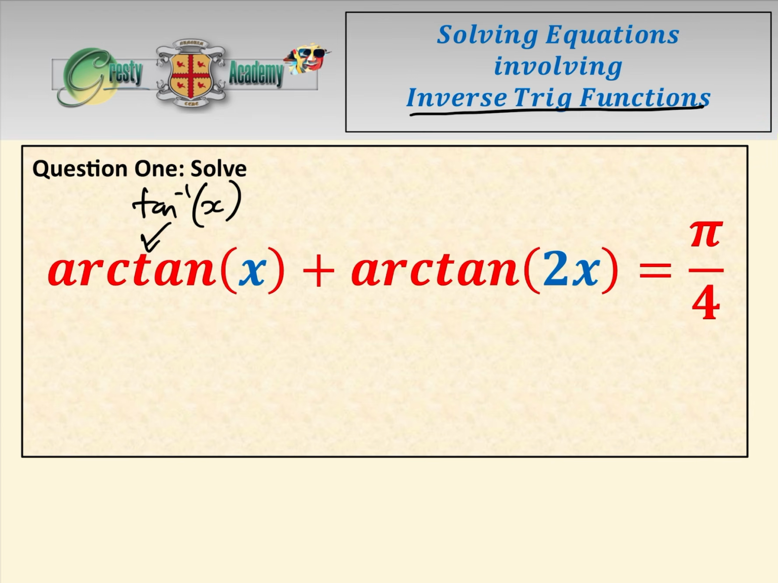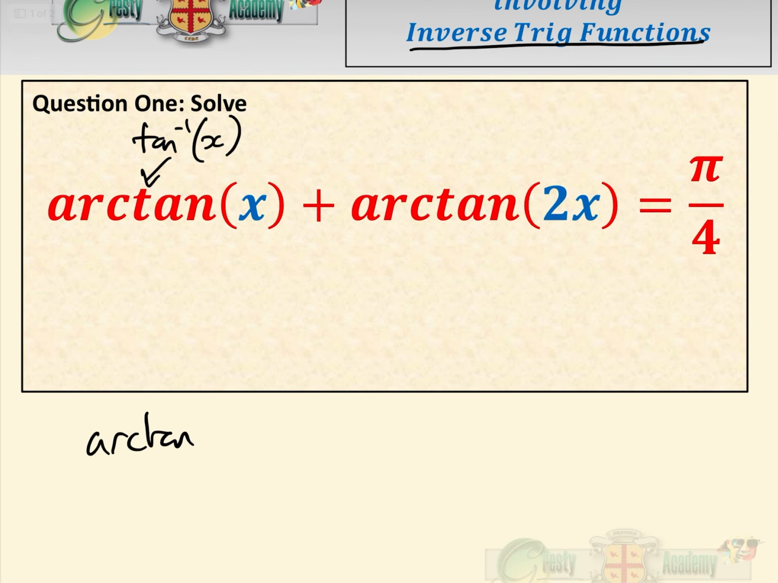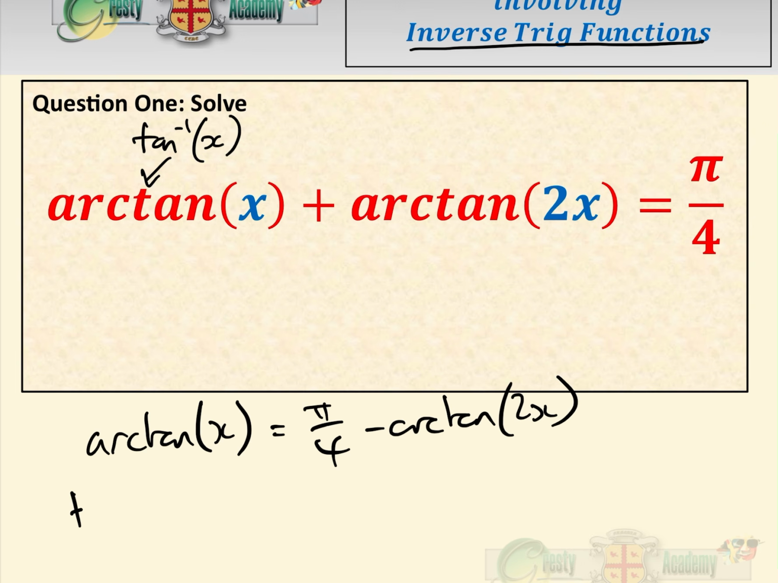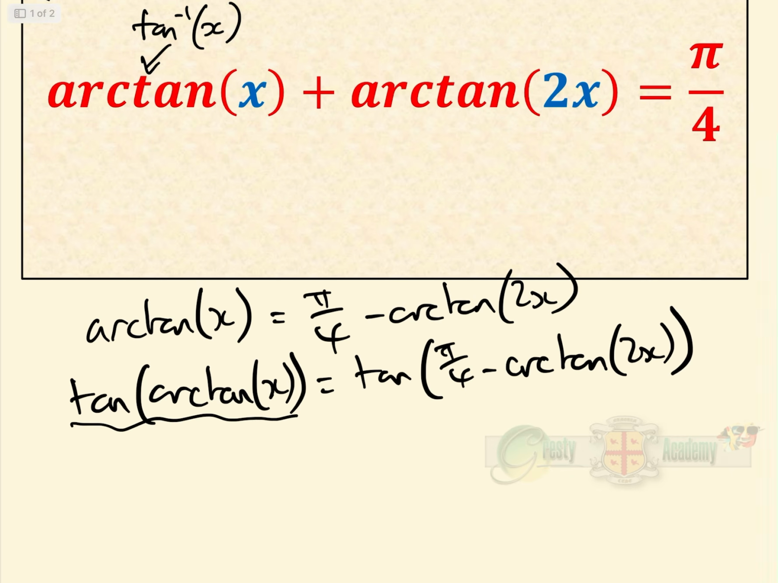Okay, so first, question number one, let's do this the standard way. We have to rearrange this so that we have arctan of x equals pi over 4 minus arctan of 2x, and then we take the tangent of both sides, so we have the tangent of the arctan of x equals the tangent of pi over 4 minus arctan of 2x. Now the tangent of arctan, because it's inverse, as long as x is greater than minus pi over 2 and less than pi over 2, just equals x, so that side's easy.